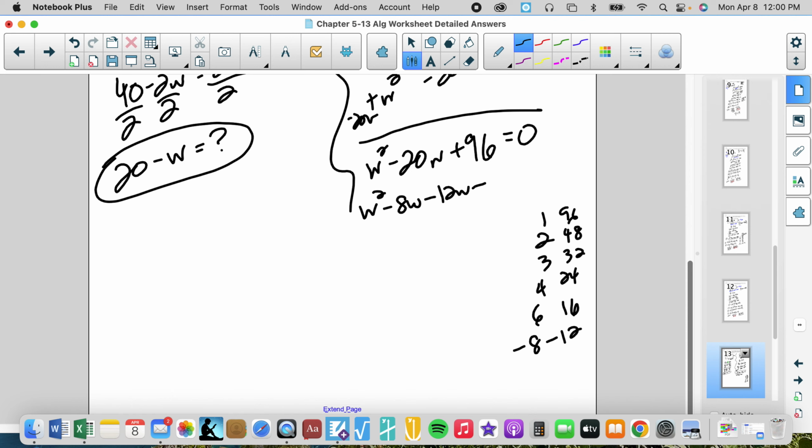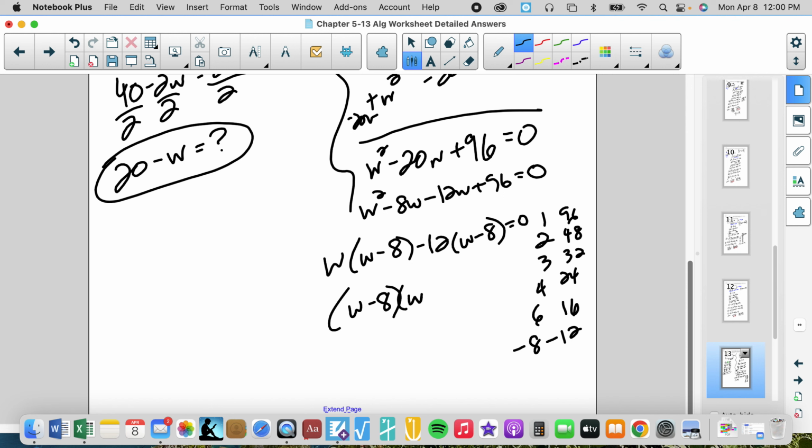Minus 12w plus 96 equals 0. Factor out a w, get w minus 8. Factor out a -12, you get w minus 8. W minus 8 and w minus 12 equals 0. Set them each equal. You get W equals 8. Either the width can be 8 or the width can be 12.